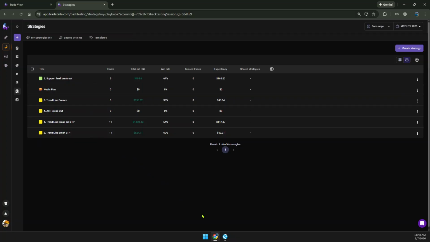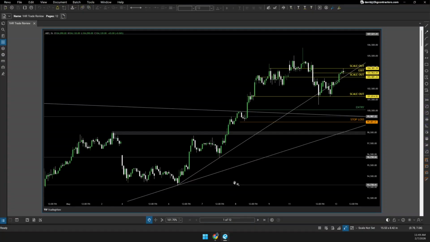And that's what I backtest. When I backtest, I'm backtesting all of these. Those are my base rules. And now I want to kind of go through some charts.